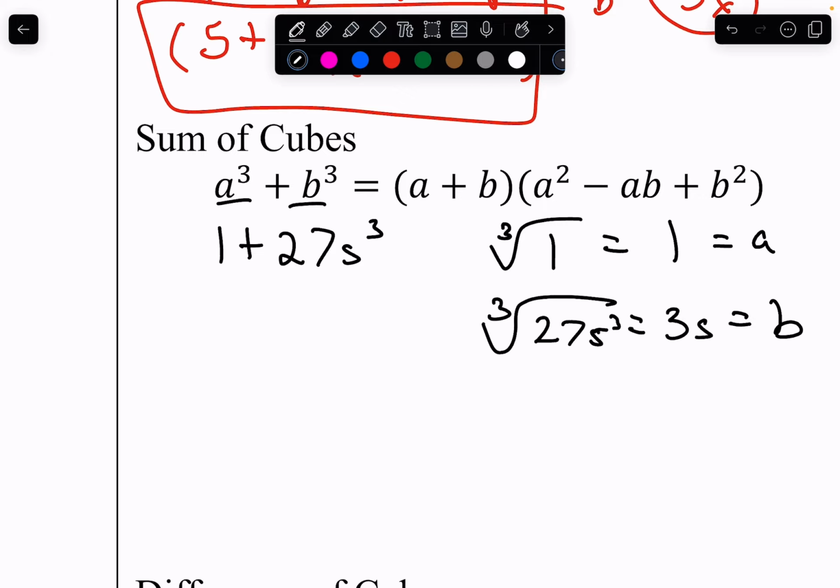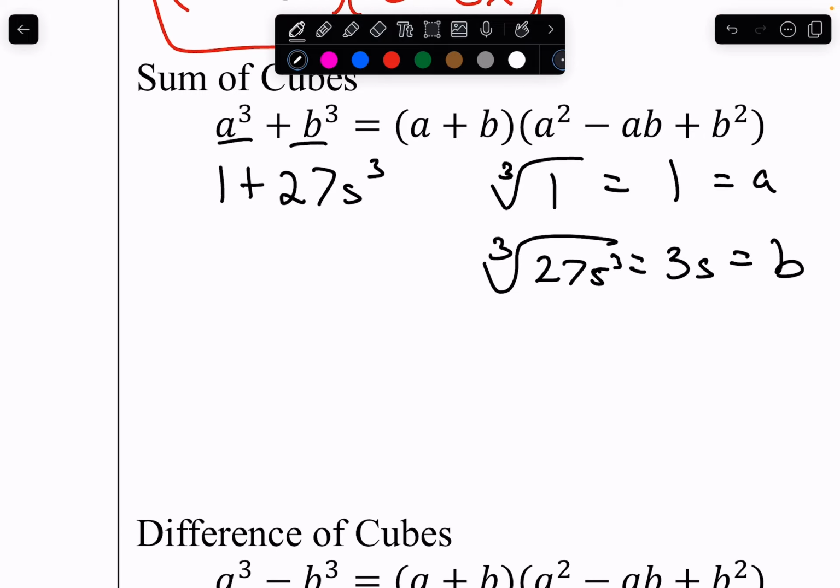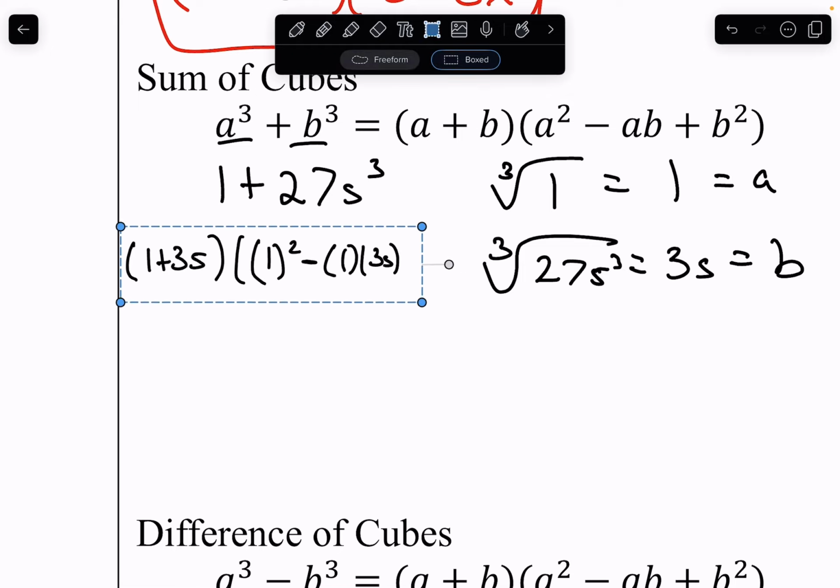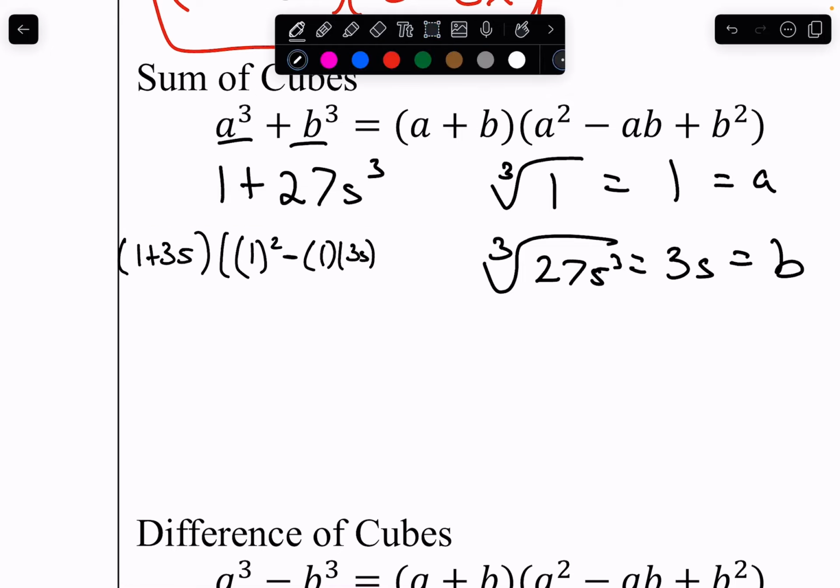So we're going to plug this into the formula. We're going to do 1 plus 3s, and then we have a squared. I'm going to write where everything goes in, and then we can simplify it later. So a squared is just going to be 1 squared, and then it's minus a times b, so minus 1 times 3s. And I'm running out of space, of course. Sorry, guys. And then it is plus your b squared, so that's going to be 3s squared here.